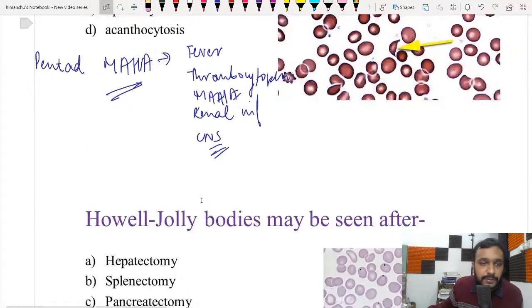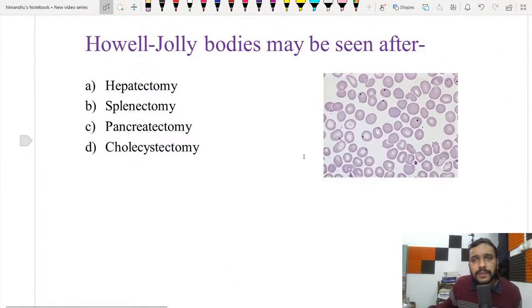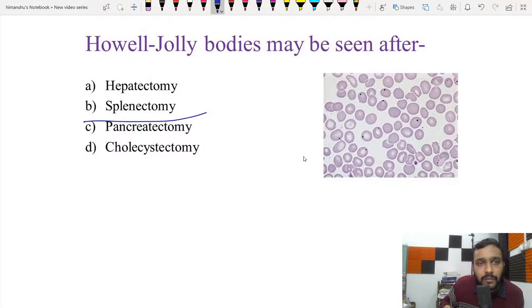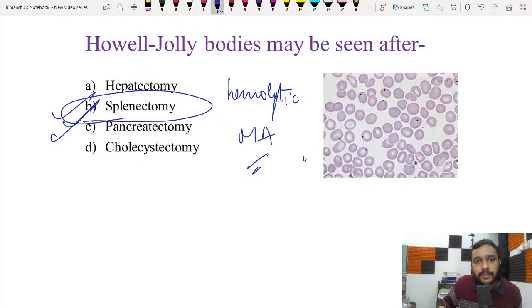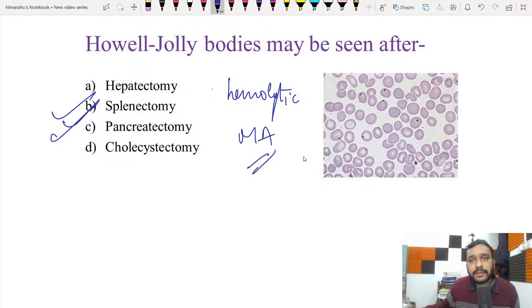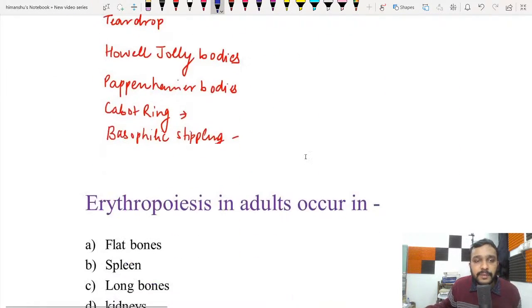Very good. So Howell Jolly bodies may be seen after splenectomy. It can be seen in hemolytic anemias, and it can be seen in megaloblastic anemia. So splenectomy is very important. Howell Jolly bodies are seen after splenectomy.